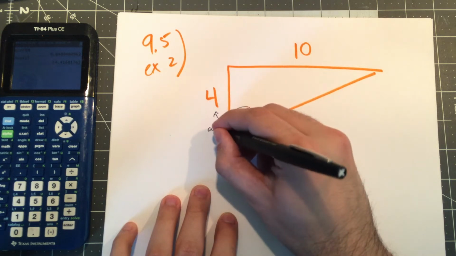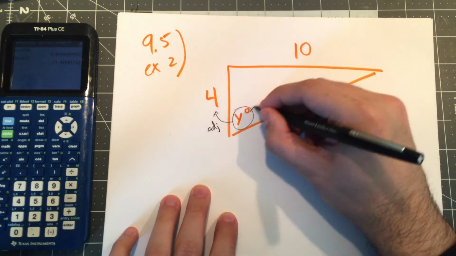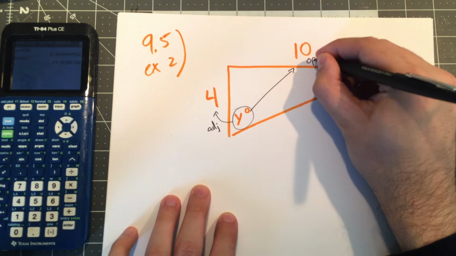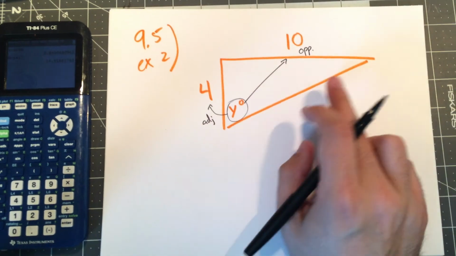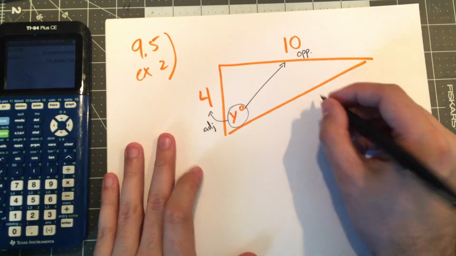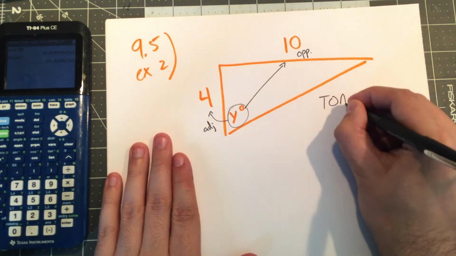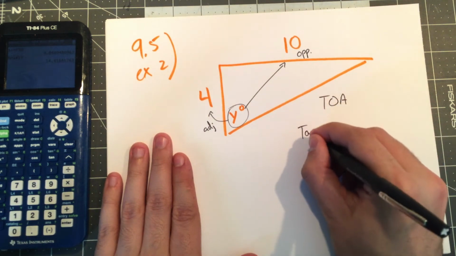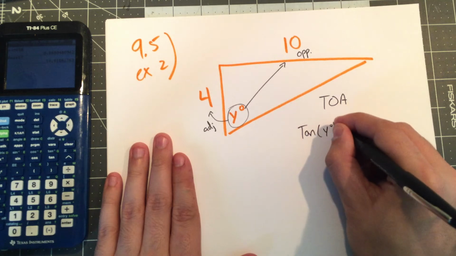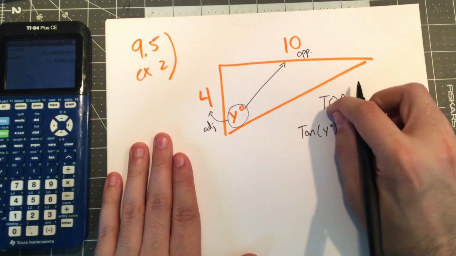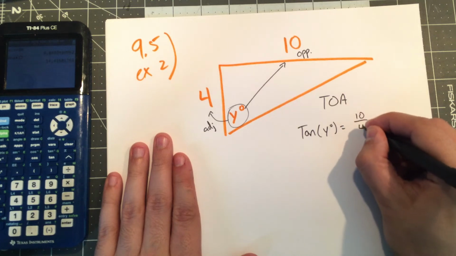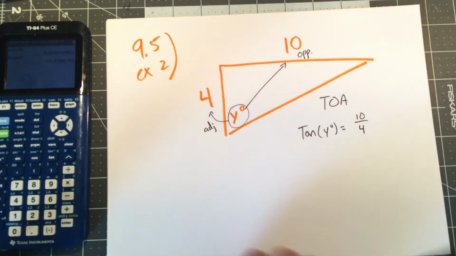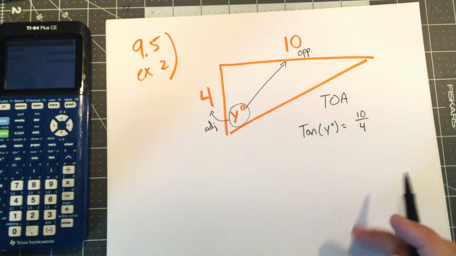I'm given the adjacent side and the opposite side. I'm not told anything, nor am I looking for the hypotenuse, which tells me I'm going to use tangent. I'm going to use the tangent of y is my opposite over adjacent. My opposite, 10 over 4. That is the problem I'm going to be solving.